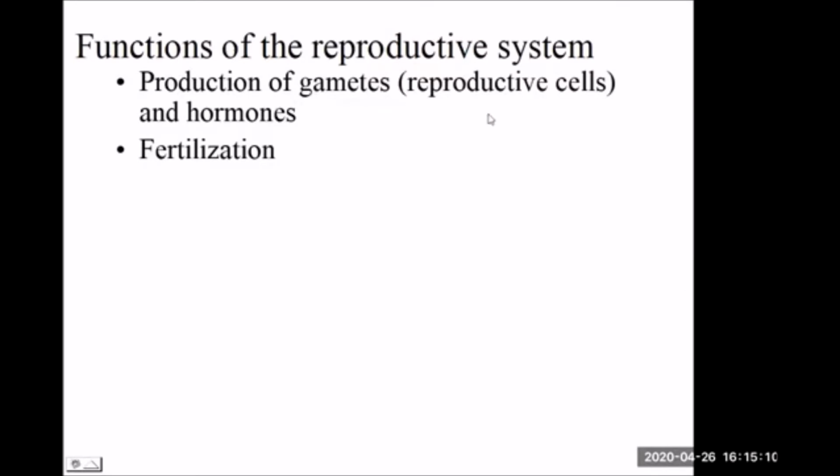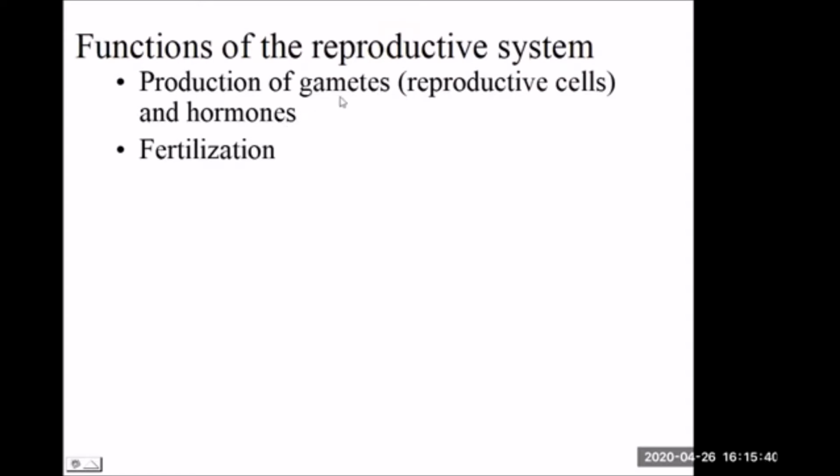The gametes are cells that only have half of that person's genome, half of their genetics. So, of course, half from the male, half from the female. And the fusion of those gametes allows for the development of a new human life. There's also a number of hormones that are produced by reproductive organs. So the overlap with the endocrine system, these hormone producing structures, as well as production of gametes.